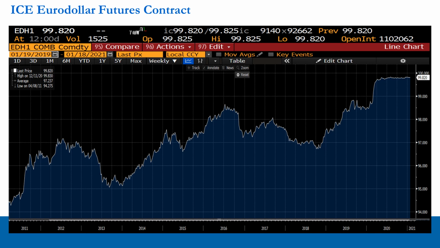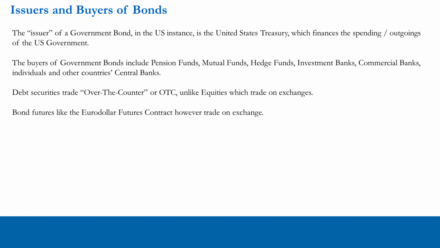When liquidity dries up in the United States, the rest of the world is in trouble. And this is why it's so important to obtain a macroeconomic view, not just of the US, but of the rest of the world. This is why it's so important to understand what is going on in US bond markets. But what about issuers and buyers of bonds?